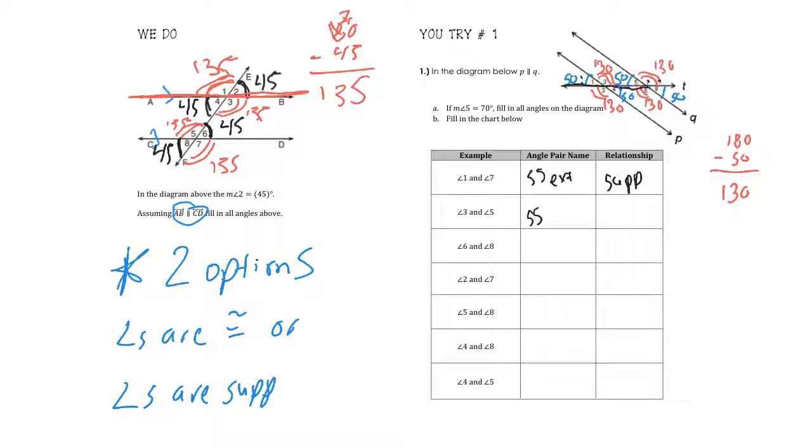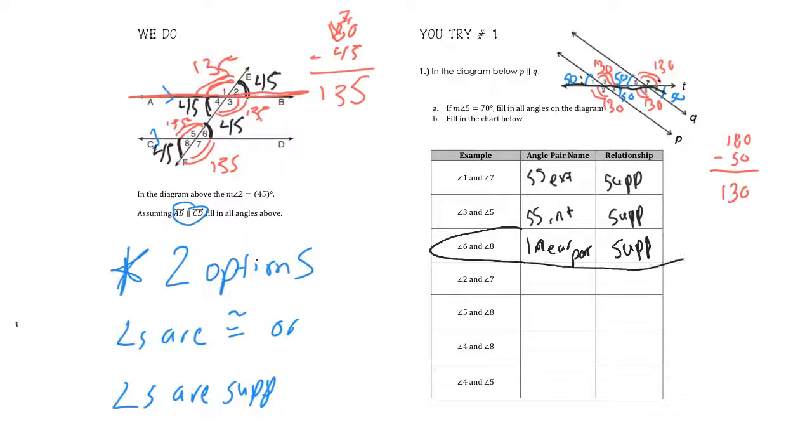They're supplementary. 3 and 5, those are same side. Because they're the same side of the transversal. And they're inside the parallel lines, so they're interior. And again, these are adding up to 180, so those are supplementary. 6 and 8. Those ones are right next to each other, 6 and 8. And they make a straight line. We call this a linear pair. They're on the same line right next to each other. Linear pair. And those also add up to 180.